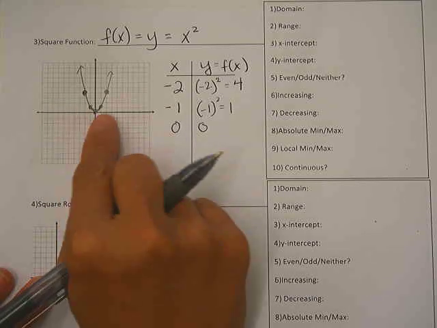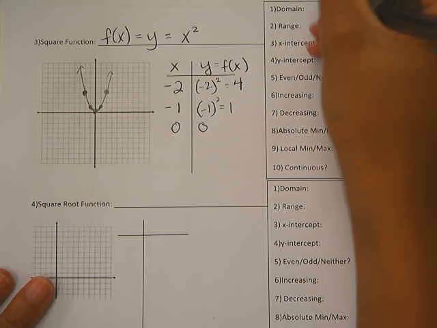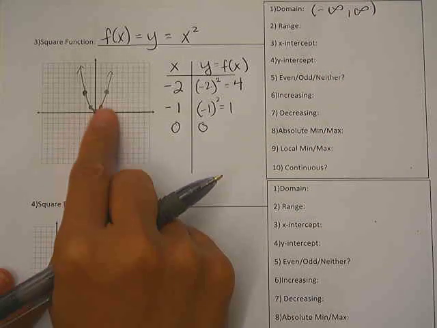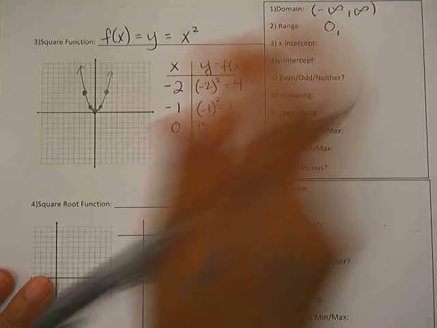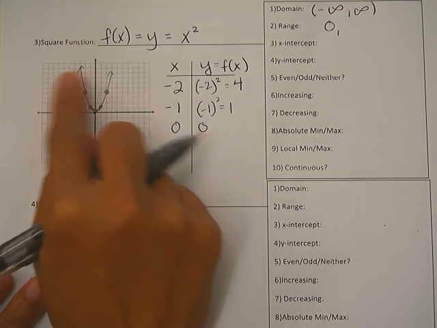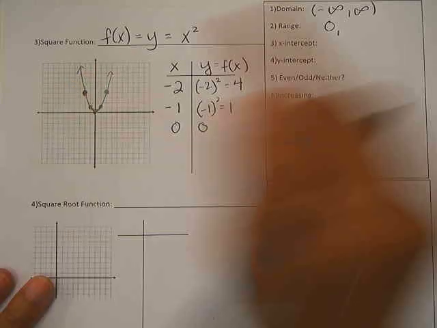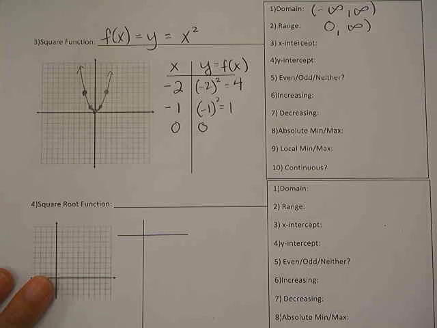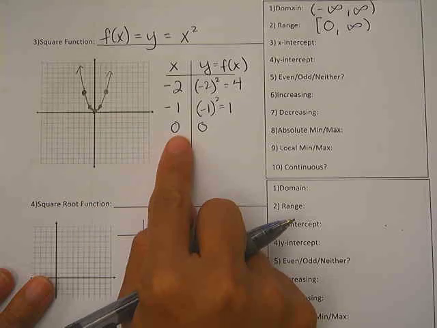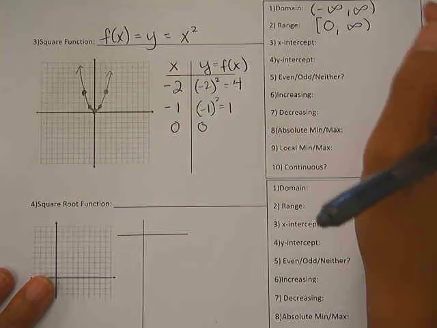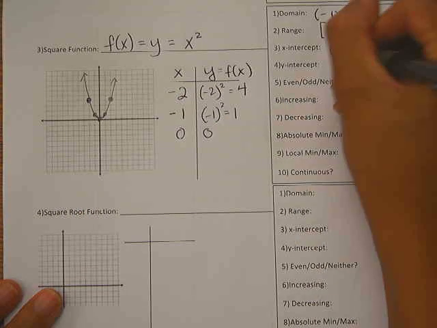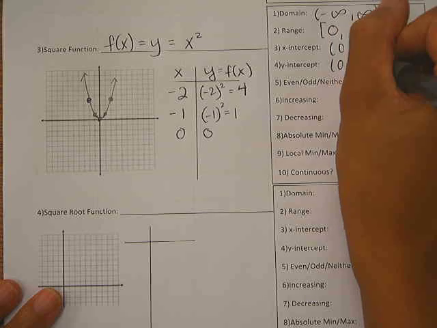The domain of this goes from -infinity to infinity. The range: the smallest y value is at 0. The largest y value, because the arrows indicate that it goes up forever, goes all the way to positive infinity. We need to put parentheses around the infinity, and a square bracket around the 0 to indicate that we do include 0 in our range. The x-intercept and y-intercept happen to be at the same exact location. In this case, it's the point 0, 0.